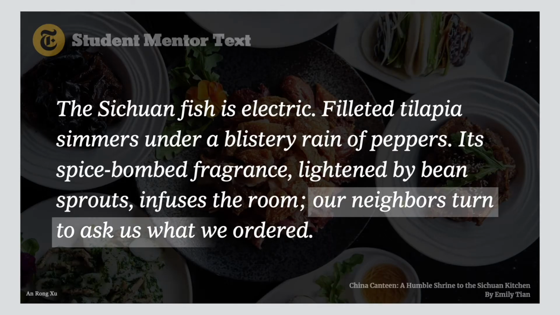Yeah, the line about our neighbors turn to ask us what we ordered, that's, I don't know, for me, I feel like I've won when I'm in a restaurant and somebody's like, what did you order? And it gives me that idea that she's in there, she's ordered something really exciting, everybody's sort of talking about it. She did a really great job here.